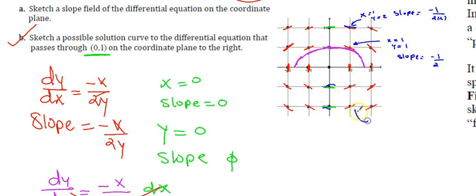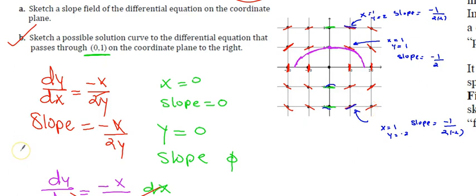Like for example here, what's the slope? x is 1, y is negative 2. So the slope becomes negative 1 over 2 times negative 2, so that makes a positive slope, and you show that the slope is positive. You sketch all those slopes, and that is called a slope field.